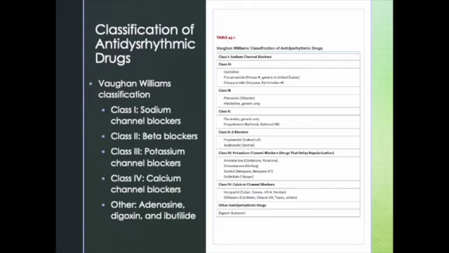So these 2 calcium channel blockers, verapamil and diltiazem, have nearly identical effects on cardiac function because they're going to reduce the automaticity in the SA node, delay the conduction through the AV node, and reduce myocardial contractility. So the same things that we saw with the beta blockade.